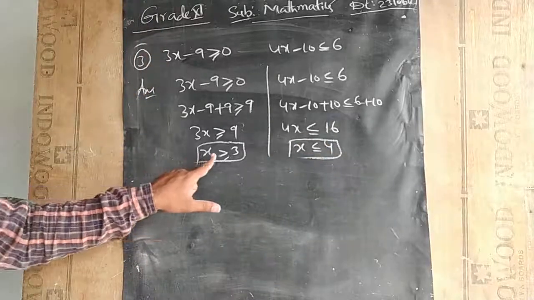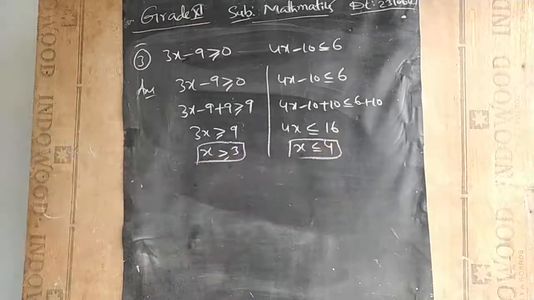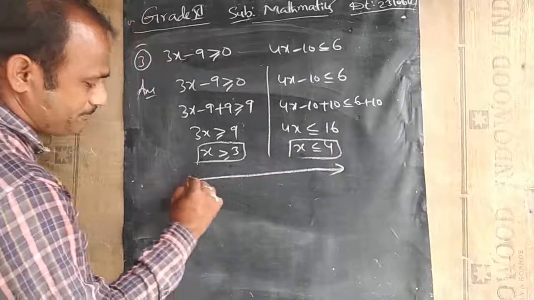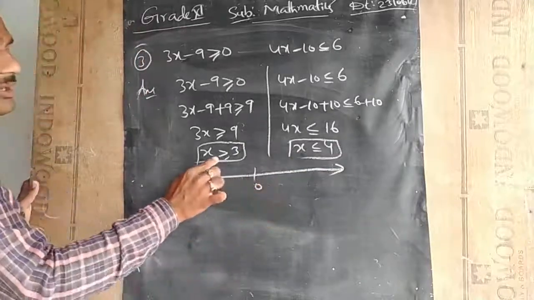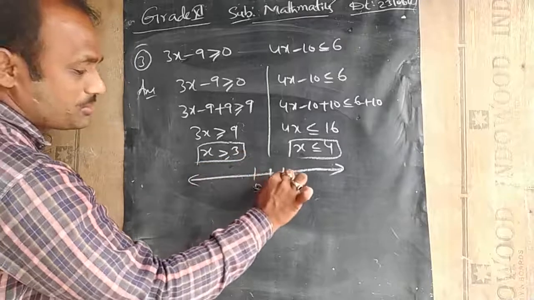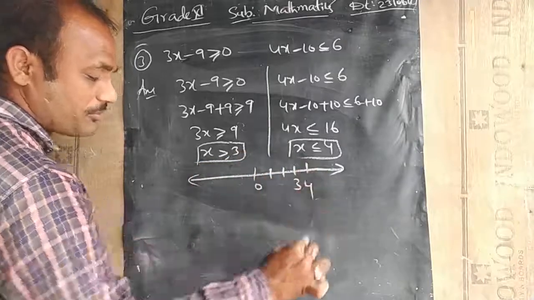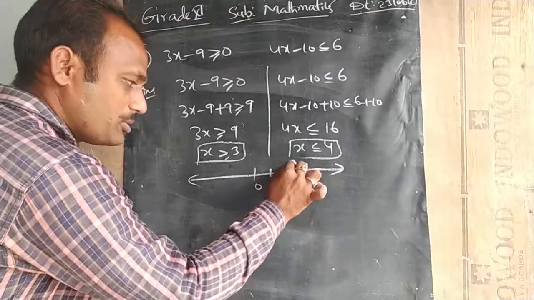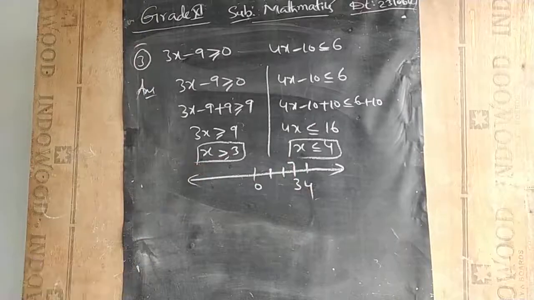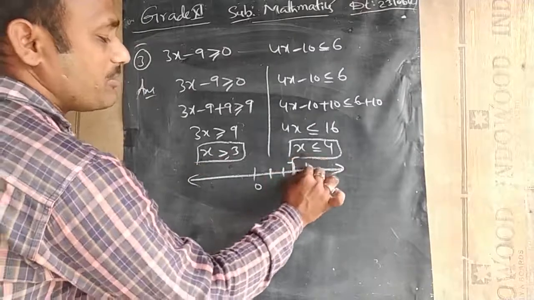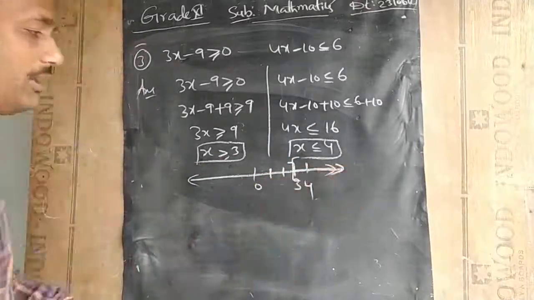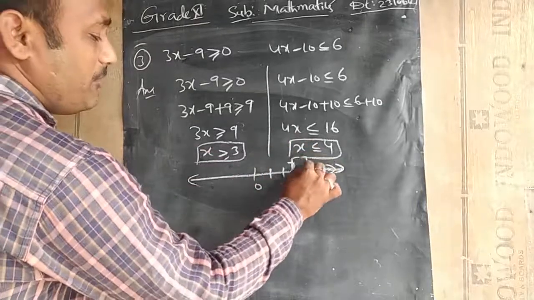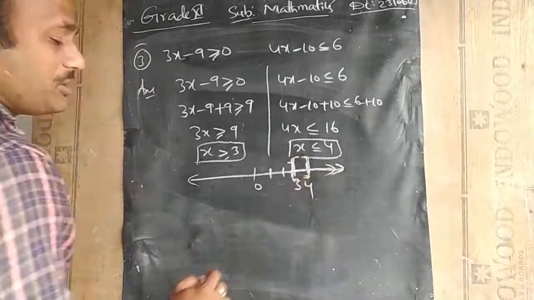So we have x greater than or equal to 3 and x less than or equal to 4. What will be the notation? Let us represent this first on the number line. Both are positive numbers: 1, 2, 3, 4. Three should be included, and greater than or equal to 3 means all these values. Less than or equal to 4 means all these values. So only the values between 3 and 4 are taken.